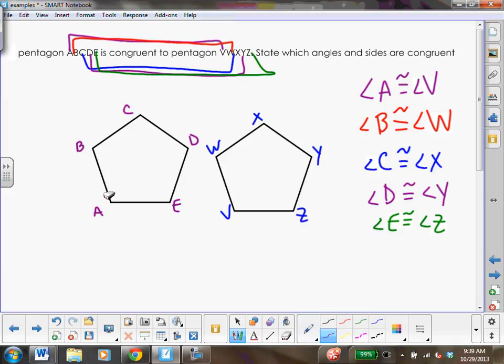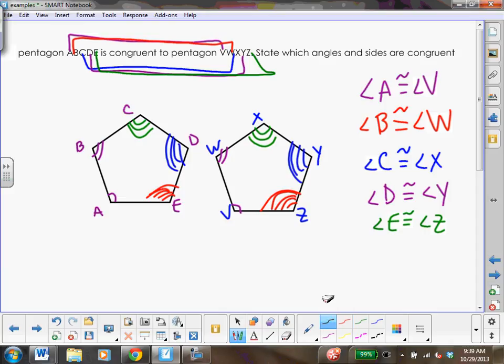So I can label this picture as such. A is congruent to V, B is congruent to W, C is congruent to X, and finally, D is congruent to Y and E is congruent to Z. So we know that much.